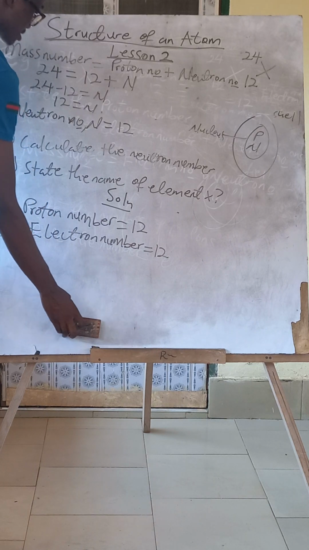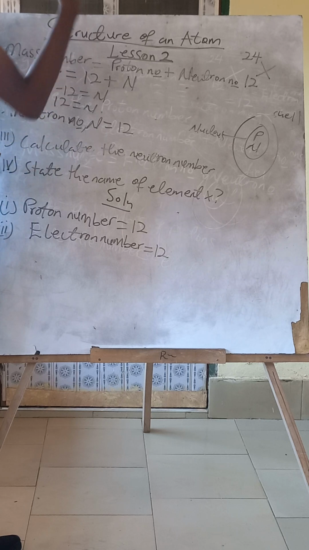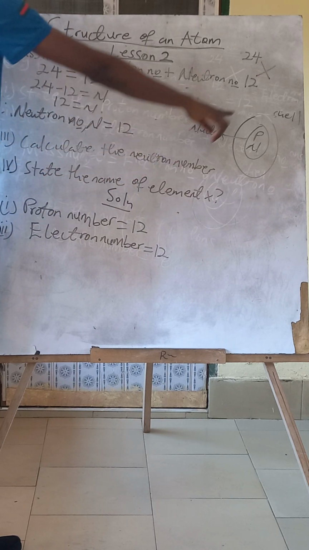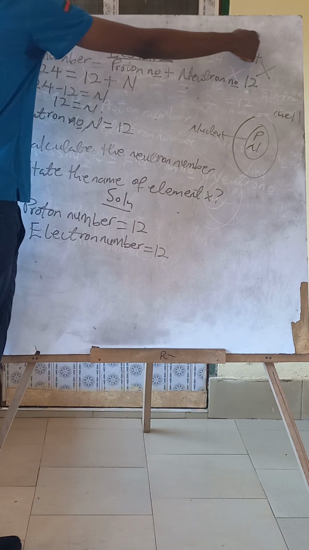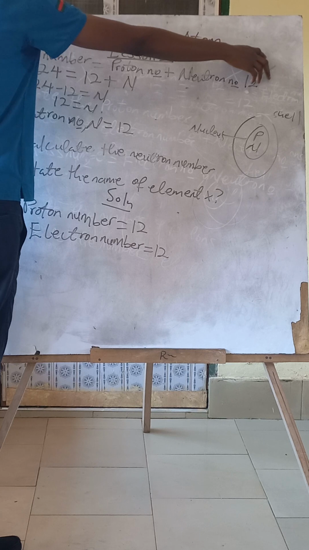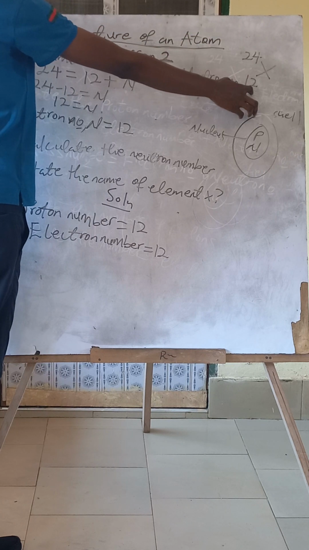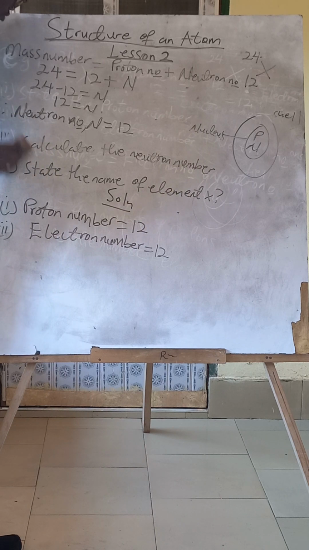And the last question is, state the name of the element X. You have to know the first 20 elements so that immediately you see the atomic number, you can determine the name of the element. It is not your duty to know the mass number for now. Atomic number 12 is called magnesium. So the name of the element is magnesium. This is a magnesium atom.